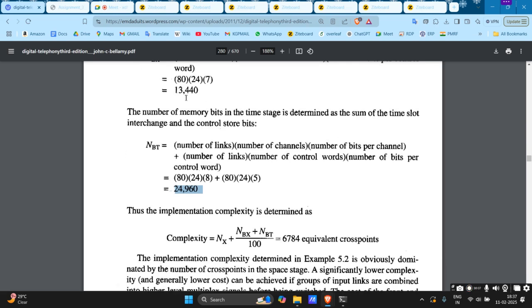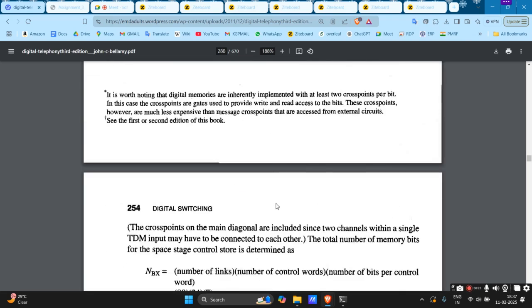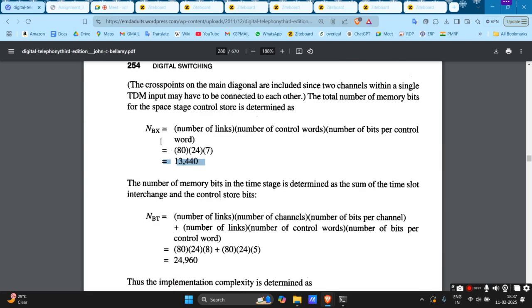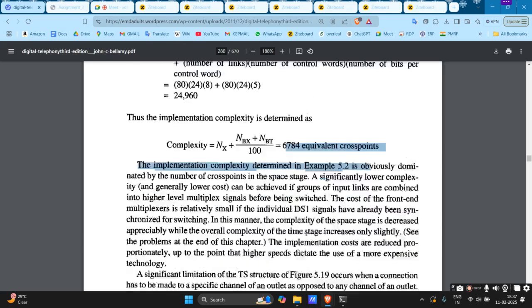So all these bits will get added into the memory. So the total memory is 24,960 plus 13,440. And to get the complexity, you divide this by 100 to get the number of equivalent cross points. So Nx, that is the number of actual cross points, plus Nbx, which is the space stage memory, and Nbt, which is the time stage memory. These three are combined together to get the complexity like this. And the complexity is equivalent to 6,784 equivalent cross points.